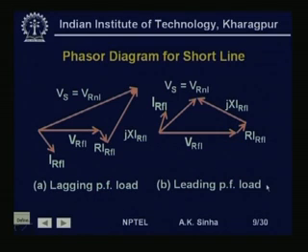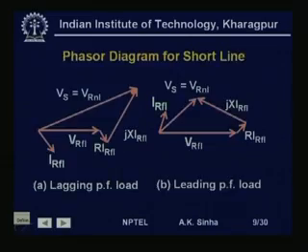Similarly, if the current is of leading power factor, again choosing V_r full load as the reference voltage, the current I_r full load leads this voltage by some angle theta. Then again, by adding the voltage drops, R times I_r FL, the drop in the resistance, plus jX times I_r FL, the drop in the inductive reactance, we get V_s. As we see, this V_s will be smaller than V_r. That is, in case of a leading power factor load, the sending end voltage magnitude can be lower than the receiving end voltage magnitude.